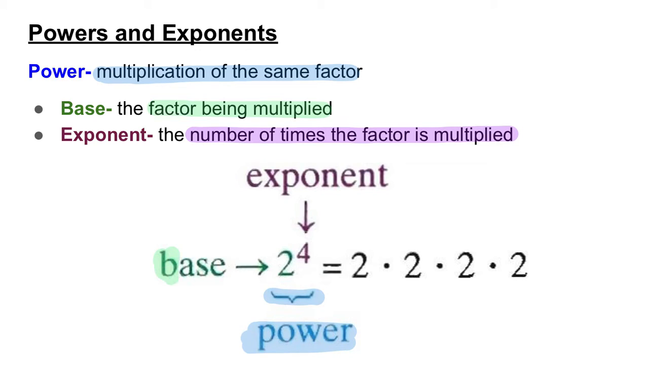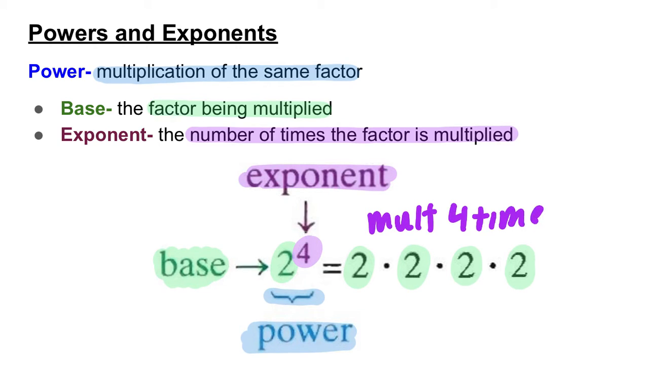The base of this is 2, and the exponent is 4. And what this tells us is we're going to take the 2 and it's multiplied four times because of this 4.